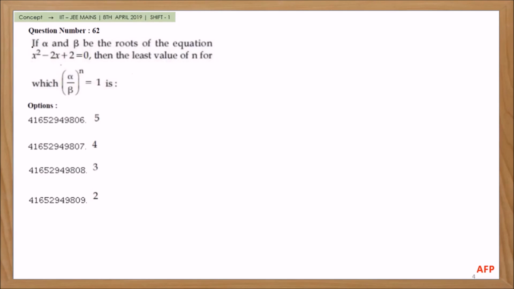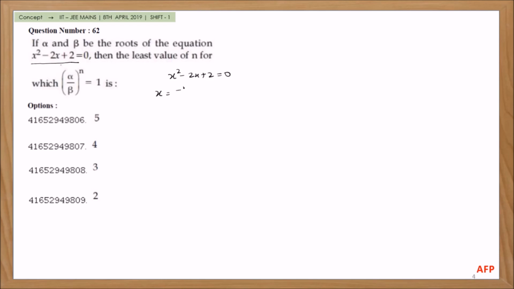Next problem: if alpha and beta are the roots of the equation x square minus 2x plus 2 equals 0, find the least value of n for which alpha divided by beta whole raised to n is equal to 1. So a very simple concept we are having. First we will find the roots alpha and beta.